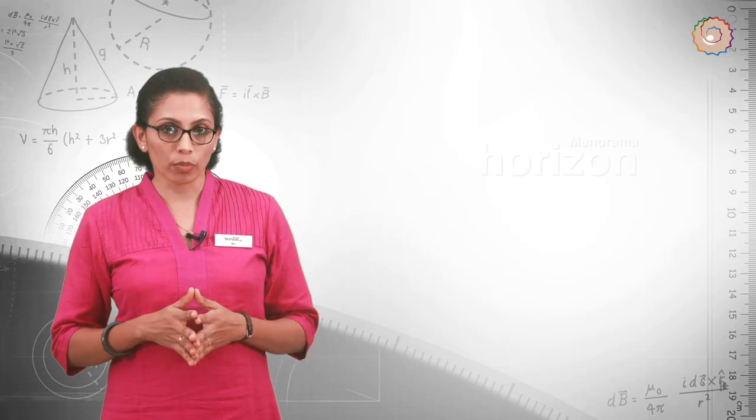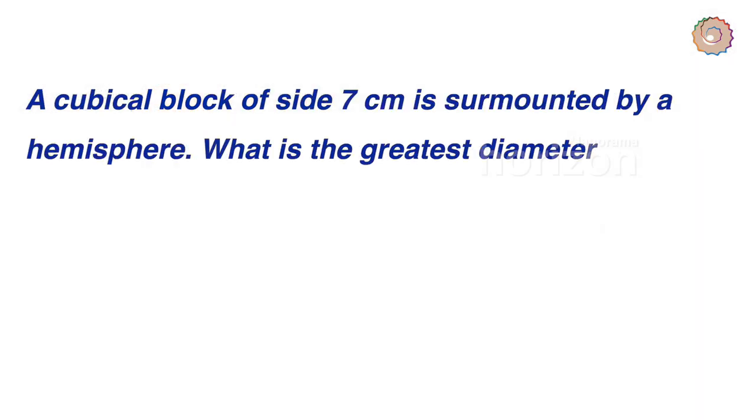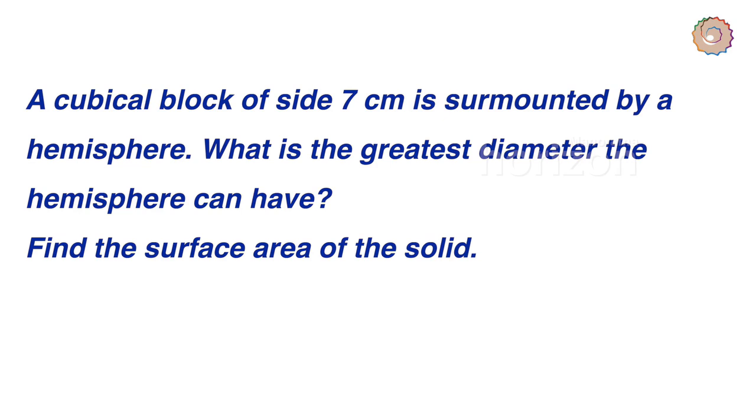Let's see the next problem. A cubical block of side 7 cm is surmounted by a hemisphere. What is the greatest diameter the hemisphere can have? Find the surface area of the solid.